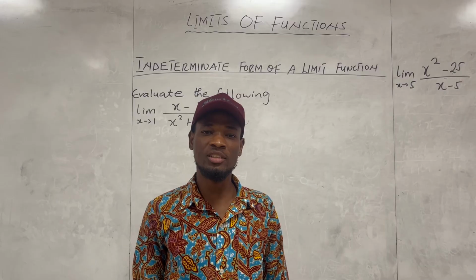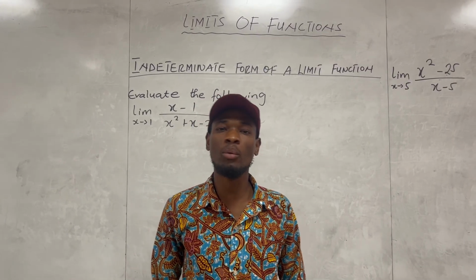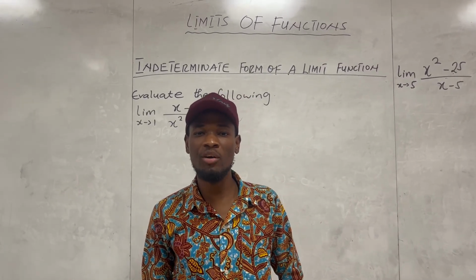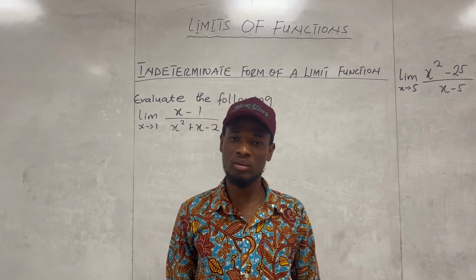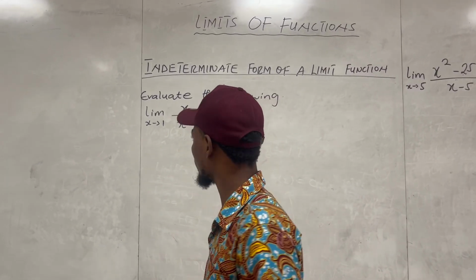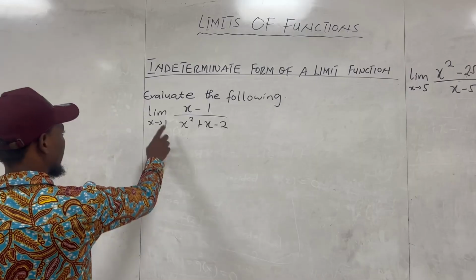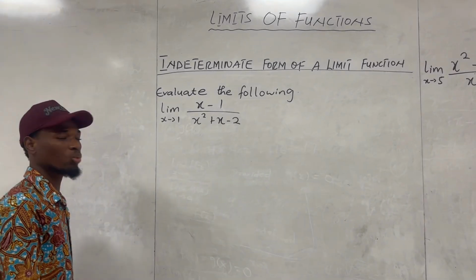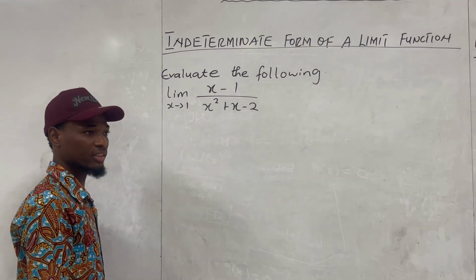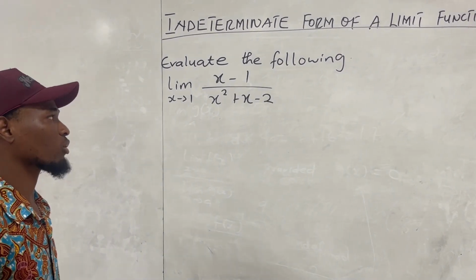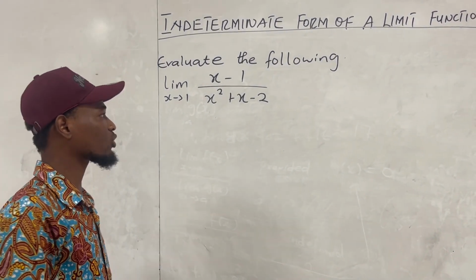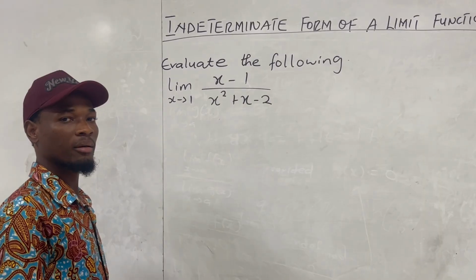We are going to appreciate questions. Let's see how we can apply the various techniques we spoke about. So the first question: evaluate the following. The limit as x approaches 1 of the expression (x minus 1) over (x squared plus x minus 2).